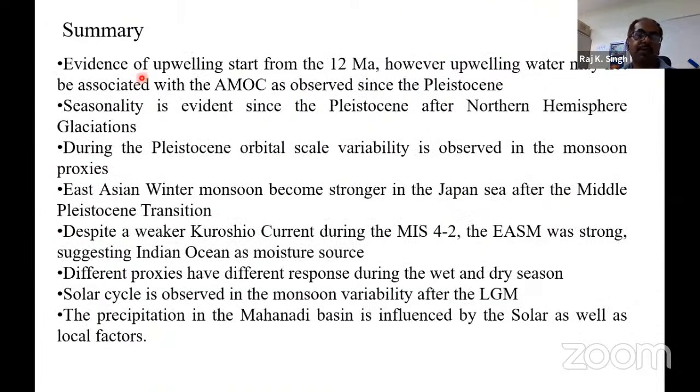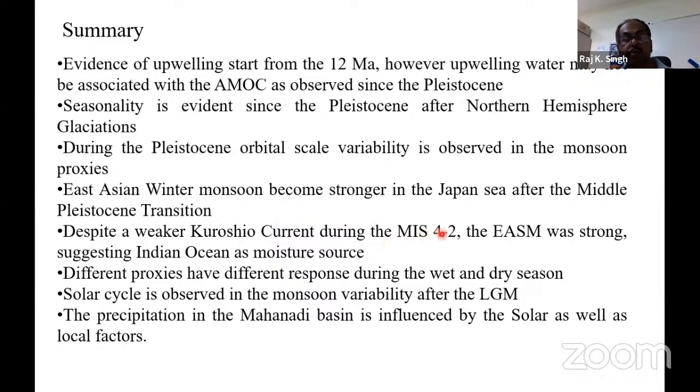So overall, when we try to summarize, the evidence of upwelling is there from 12 million years onwards. It may or may not be associated with the MOC, but since the Pleistocene it is there, and the seasonality is there, and it is associated with northern glaciations. It is influenced by orbital scale variability. East Asian winter monsoon became stronger after the Mid-Pleistocene transition. And the Japan Sea species cyclone report suggests frequent changes there.